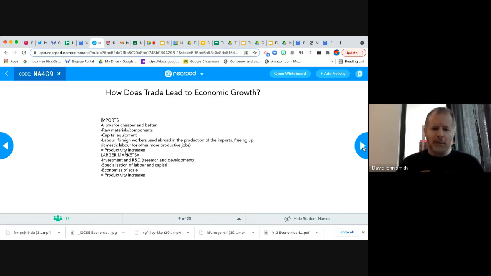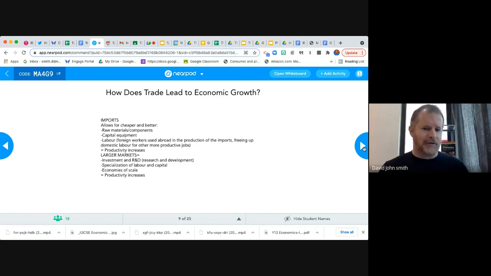Eventually, we're going to hope that just like our circular flow model showed us, just like our GDP equation showed us, when we increase trade, we should see an increase in economic growth. That's the hope, right? So having imports will allow us to have cheaper and better raw materials, the components, the ingredients that we need for production. So that should decrease our costs.